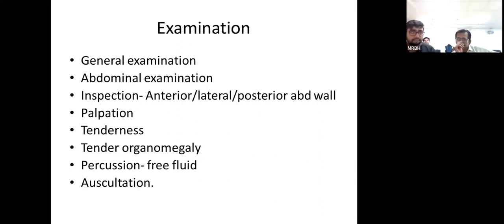If there is any obvious presence of free gas. Ground glass opacity indicates what? Fluid or blood in the abdomen. Next, any obvious dilatation in the gut?